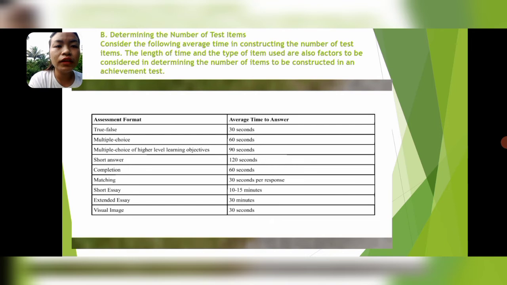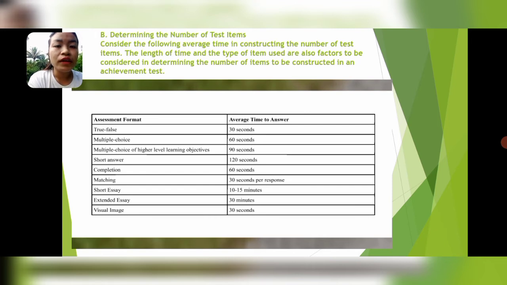So, determining the number of test items. Consider the following average time in constructing the number of test items. The length of the item, the length of time, and the type of item used are also factors to be considered in determining the number of items to be constructed in achievement tests. So there is the assessment format and average time to answer.